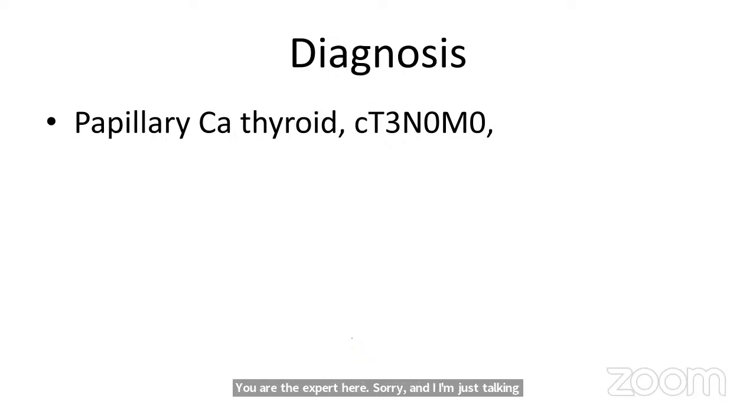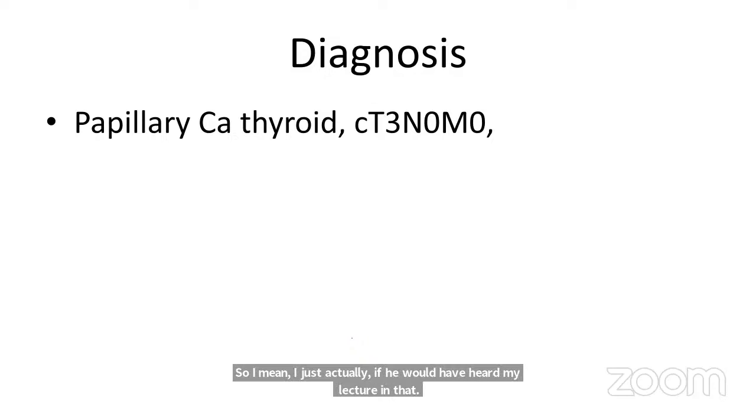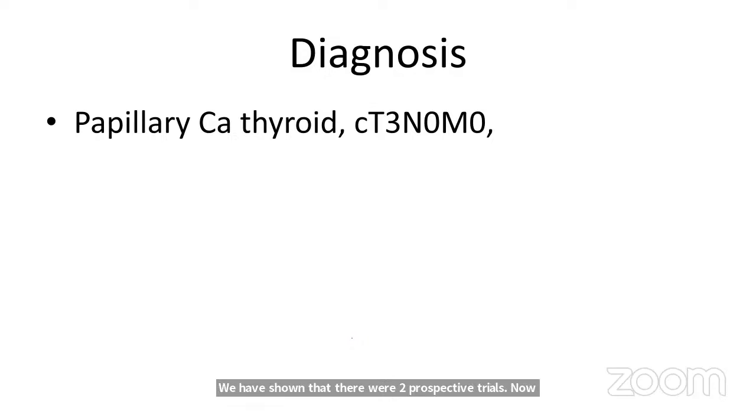If he had heard my lecture on this, we have shown that there were 2 prospective trials, the ESTIMABL and the HiLo trial, in which patients were given 30 and 100 millicuries, and the patients had been prepared either by thyroid hormone withdrawal or recombinant TSH, and they have shown equal efficacy. So thyrogen is a very viable alternative to withdrawal, with no inferior results.